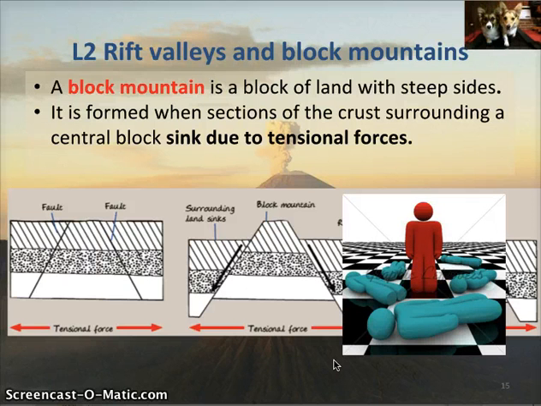Okay, so these are the landforms that you will find in the East African Rift Valley, and this is because of how rocks float on one another and drop and rise because of the different plate movements.